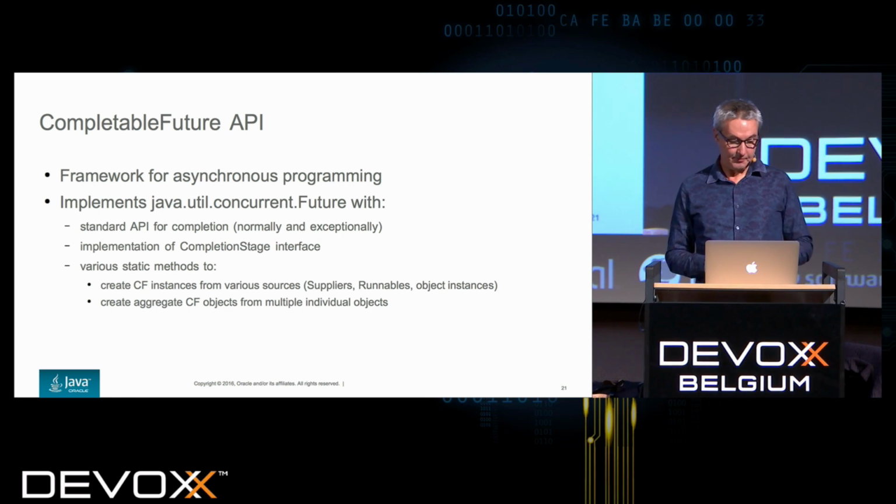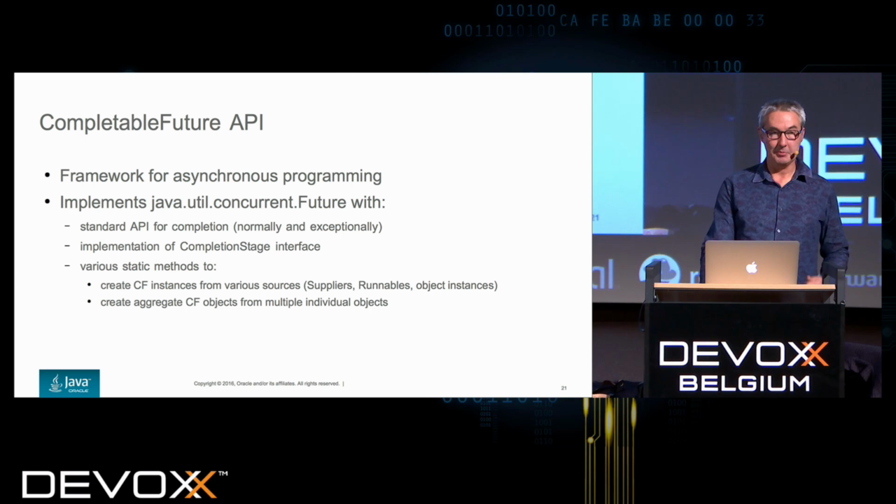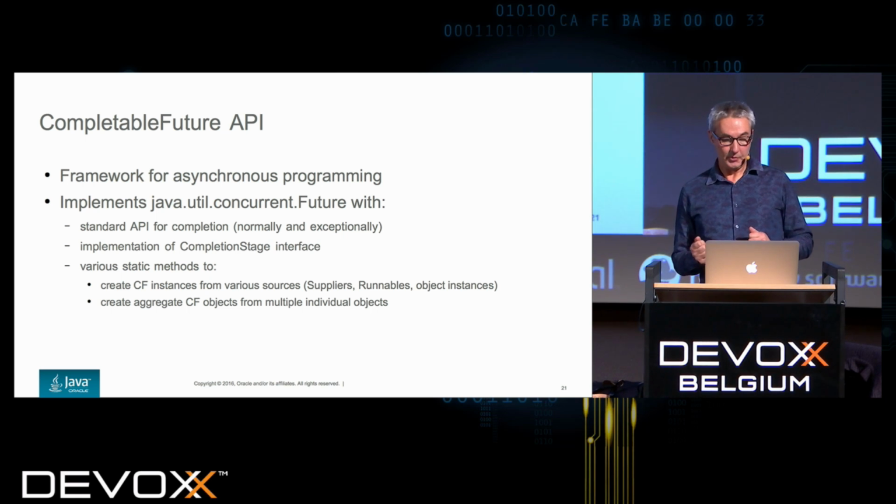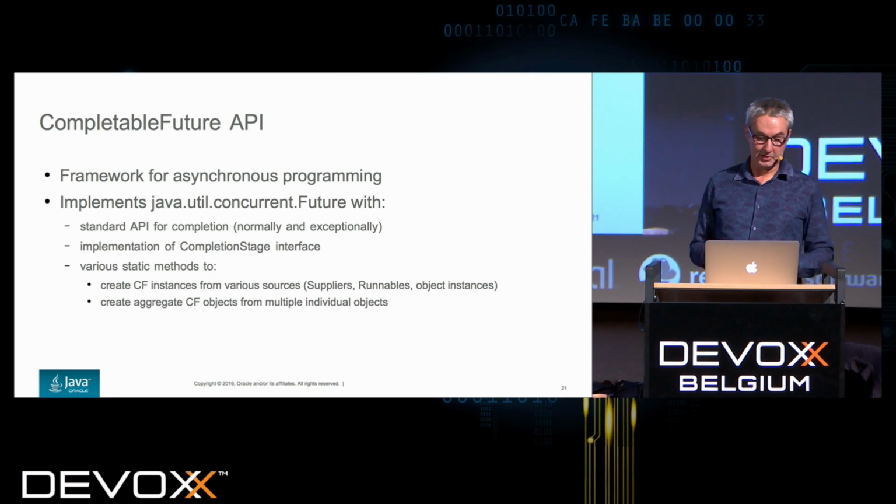Specifically, CompletableFuture implements the java.util.concurrent.Future interface, which has been around for some time, and it provides a standard API for completion. It guarantees that a CompletableFuture object can only be completed once. It can either be completed normally by providing an object of the result type that you're expecting, or else it'll complete exceptionally with a Throwable of some sort.